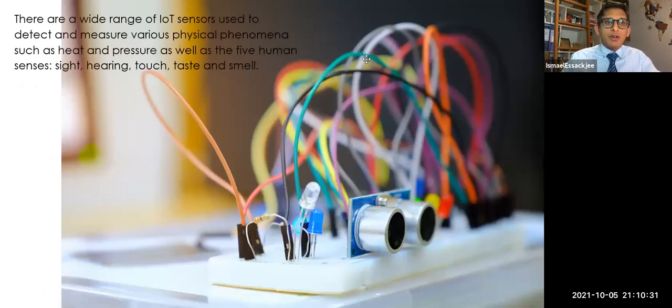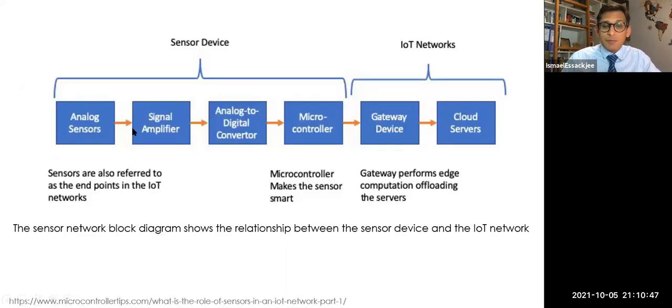Next, there are a wide range of IoT sensors used to detect and measure various physical phenomena, such as heat, pressure, as well as the 5 human senses: sight, hearing, touch, taste, and smell. So we have everything nowadays. Up to you to choose, and then maybe you can invent as well. So where does it fit? Where is it found in the flow chart?